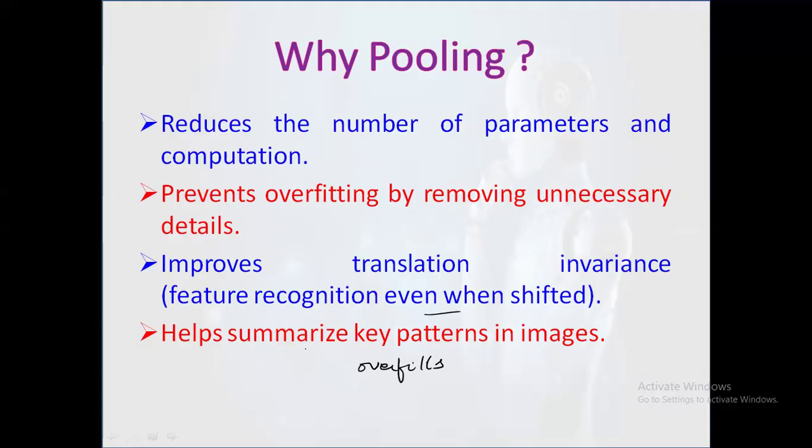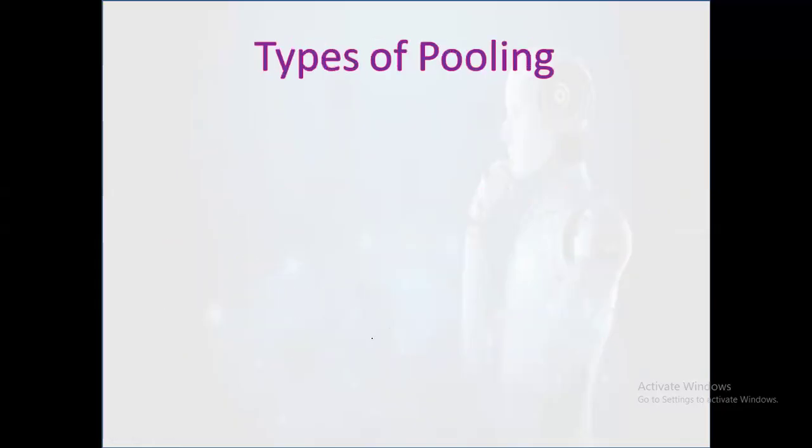Moreover, pooling introduces translation invariance, meaning the model maintains recognition ability even if an image shifts slightly in position. Overall, pooling strengthens the network's ability to generalize well to new unseen data.